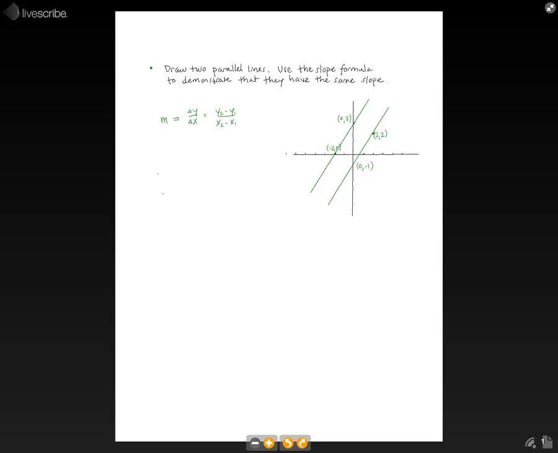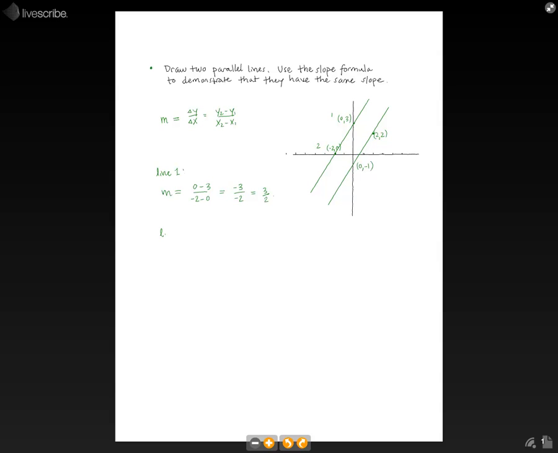Okay, let's use the slope formula for each of these lines. So we're going to do it 2 times and see what the slopes turn out to be. So this is for line 1. M equals, let's call this point 1 and this point 2. So y2 would be 0 minus 3 over -2 minus 0. So on the top we have -3, and on the bottom we have -2. And we can cancel out the negative signs, so we end up with 3/2 for the slope of line 1.